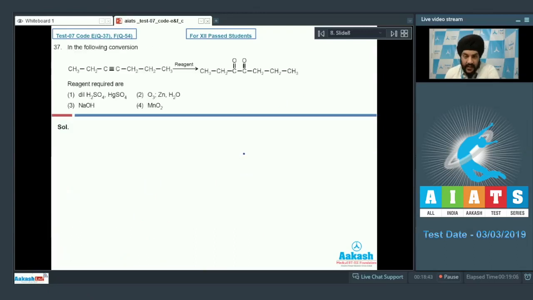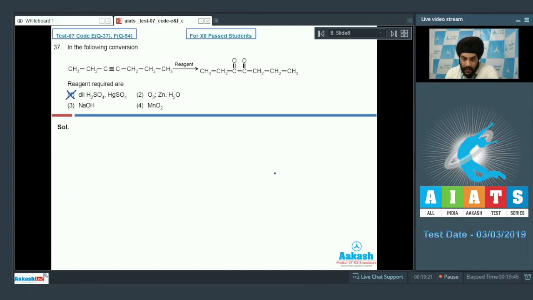Question number 37. In the following conversion, we have been given an alkyne which is allowed to undergo reaction with some reagent to form the alpha beta diketo compound which is given in the product side. So if we talk about the first reagent, H2SO4, HgSO4, it will cause the formation of a double bond at only one of the two positions where the triple bond was present. So this is the hydration reaction of the alkyne, and this will not lead to the formation of an alpha beta diketo compound.